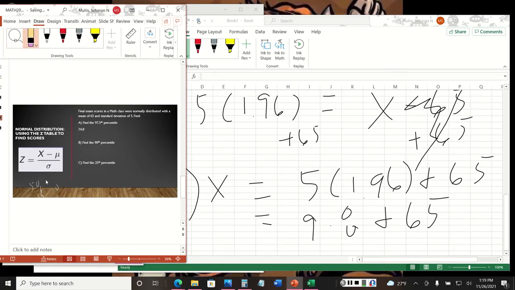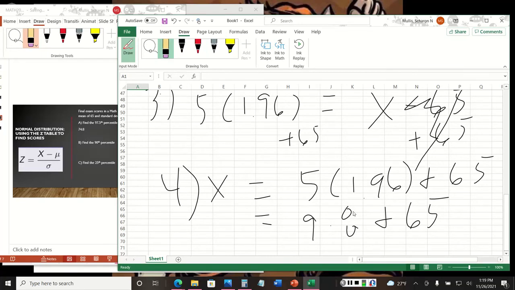let me erase this. It might be kind of confusing down there. Now for the 90th percentile, we're going to pretty much follow the same procedures. Let me go ahead and erase this, and then we'll figure out the 90th percentile.